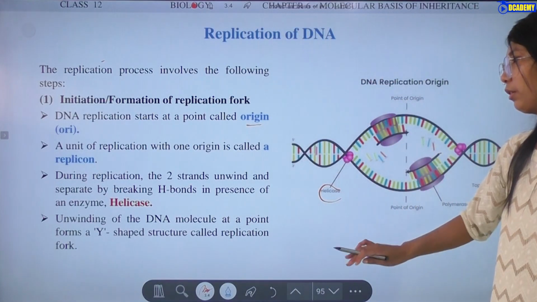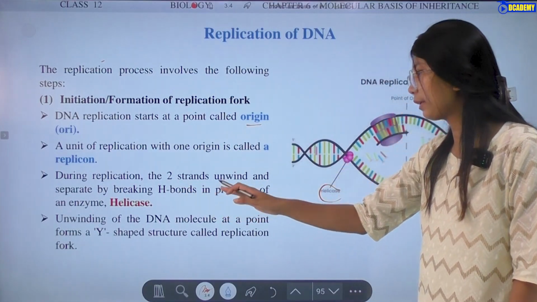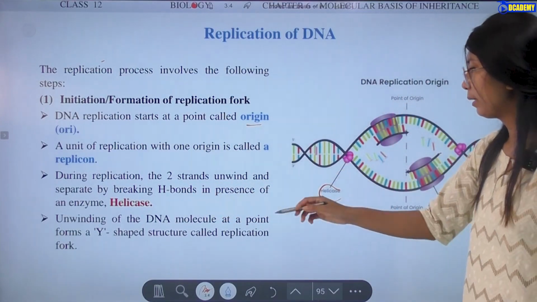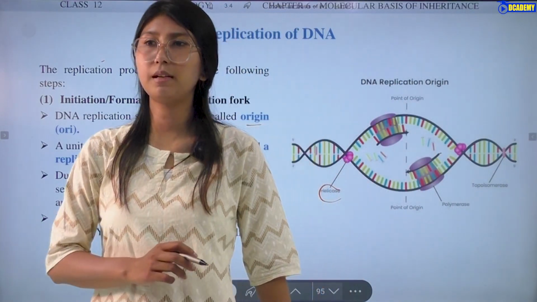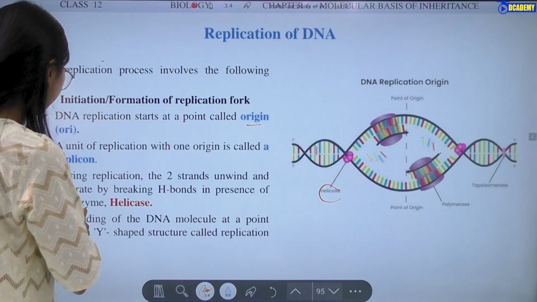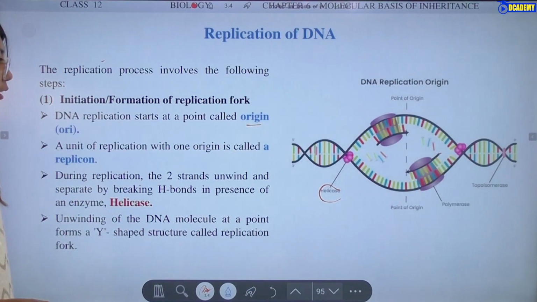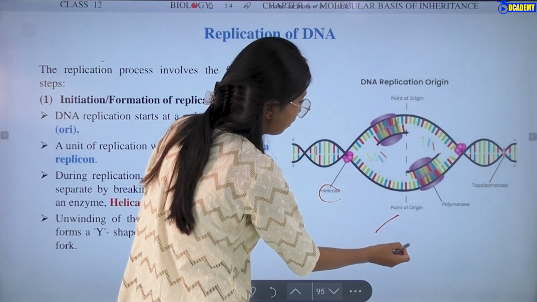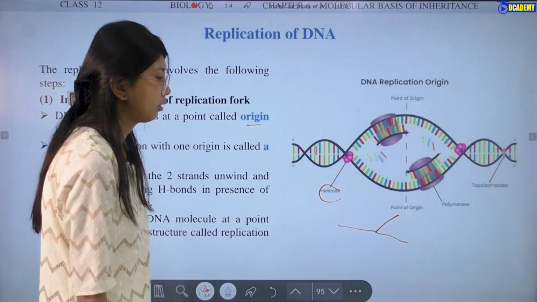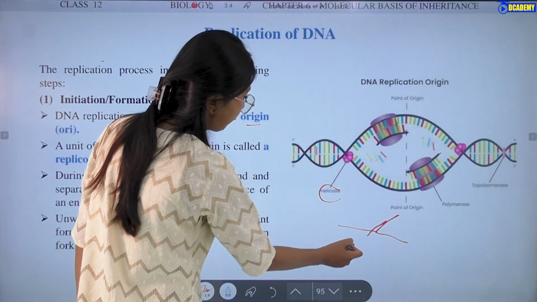A unit of replication in one origin is called a replicon. During replication the two strands unwind and are separated by breaking hydrogen bonds in the presence of an enzyme called helicase. Unwinding of the DNA molecule at a point forms a Y-shaped structure called the replication fork.